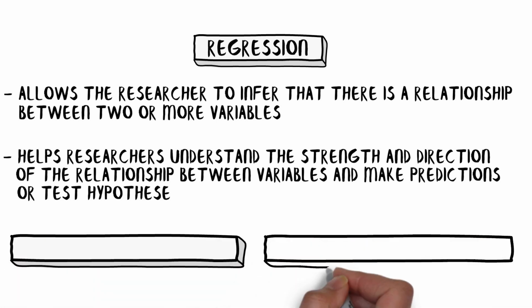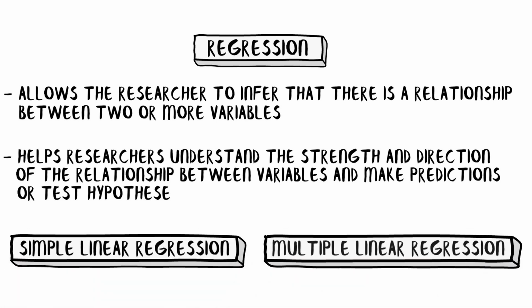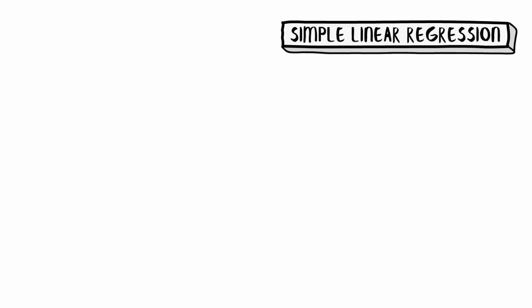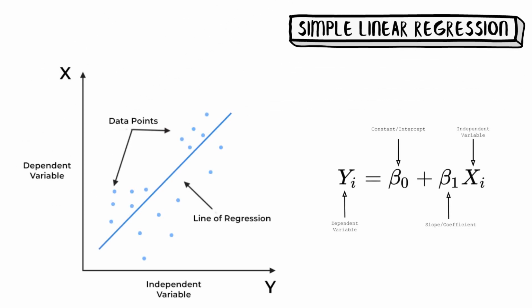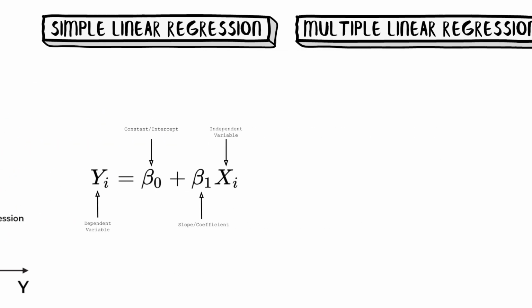Two more common methods are simple linear regression and multiple linear regression. Simple linear regression is used when there is a single independent and a single dependent variable. It is used to find the relationship between both variables. An example for linear regression would be on the question, does self-esteem predict academic performance in high school students?